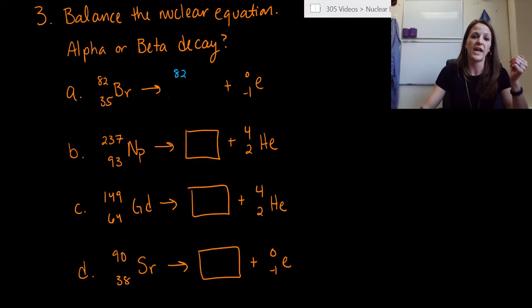All right, so now let's balance our atomic number. I see 35 on my reactant side, negative 1 on my product side. So this number actually has to increase. Instead of 35, we have 36. So 36 minus 1 definitely gives me 35.